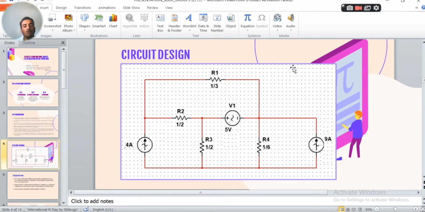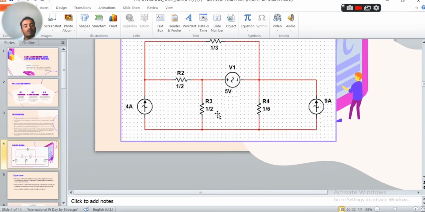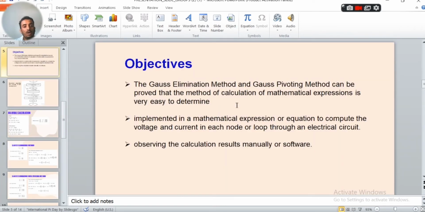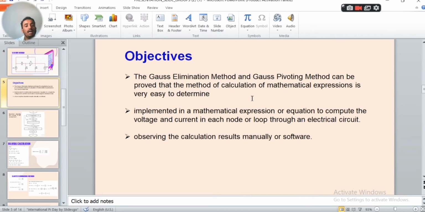This is our circuit, which consists of four resistors, which are 1/3, 1/2, 1/2 and 1/6, and two current sources and one voltage source. The circuit also consists of three nodes, and from these three nodes we obtained our equations. Through those equations we answered our question in two ways: manually, and also proving it with MATLAB software.